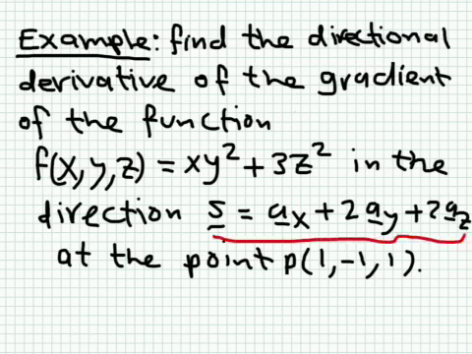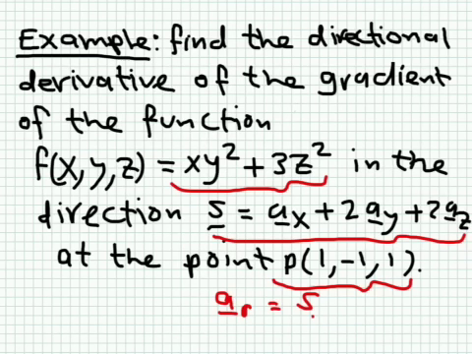So we have now to do two things. First, we get the gradient of this function in Cartesian coordinates. We calculate the gradient at the point 1, minus 1, and 1. And then we take the dot product between that gradient and the unit vector in the direction of s, which we call as, which will be equal to s over the modulus of s.